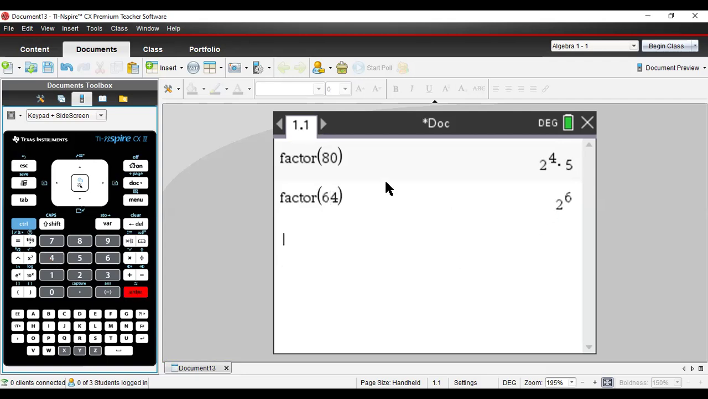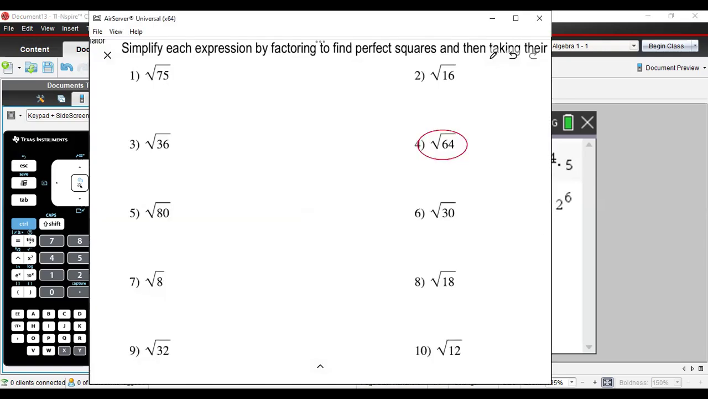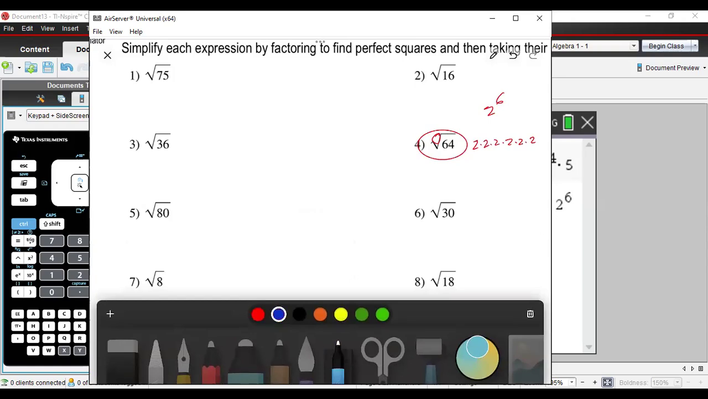So that means if I go back, this is going to be 2 to the 6th, which is 2 times 2 times 2 times 2 times 2 times 2, right? Now, depending on what this number is, let's say it's a square root, that means we're going to be looking for 2 pairs. So here's one 2 pair. Here's another 2 pair. That's the second one. Here's the third 2 pair, right? So it would be 2 times 2 times 2, which would be 8. So the square root of 64 would be 8.